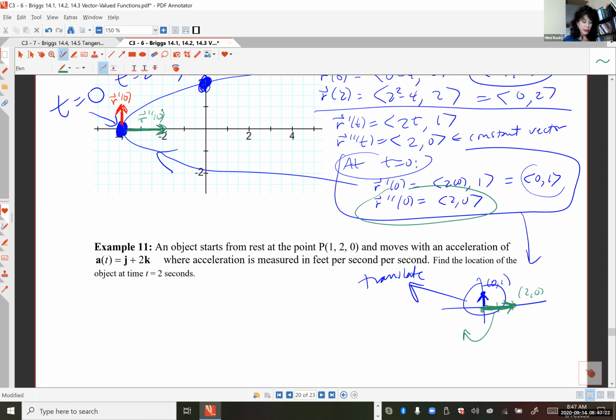Now let's do some analysis for time t equals 2 seconds. What are the velocity and acceleration vectors doing then? R prime of 2 is going to be 2 times 2, 1. So that's going to give me the vector 4, 1. And acceleration is still going to be this constant vector 2, 0. Nothing's changed.